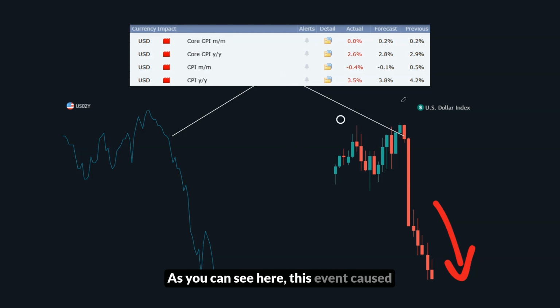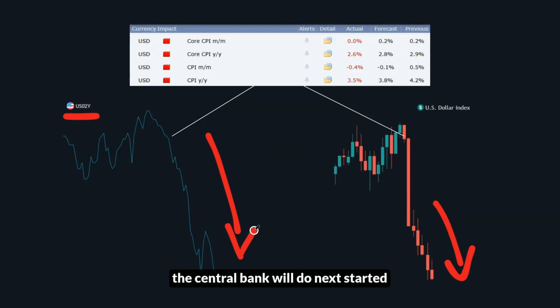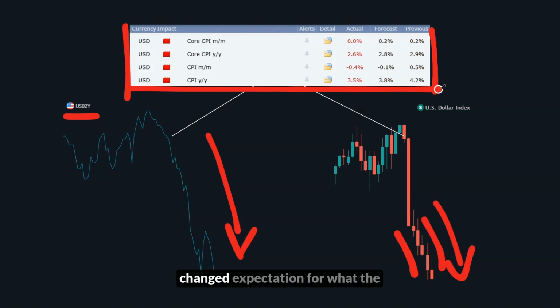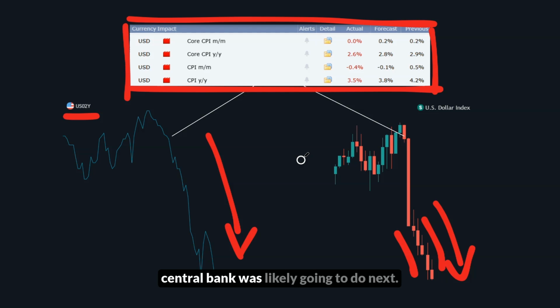As you can see here, this event caused the 2-year yield, which is what? The straightforward expectation of what the central bank will do next, started dumping because the market started to price out the potential rate hike from the Federal Reserve, and the dollar, of course, followed. Not just with the initial reaction, but also with the reaction after. Why? Because the data that was released changed expectations for what the central bank was likely going to do next. Before the data, the market was expecting potentially a hike. After the data, this set of numbers changed expectations and removed the potential need for that hike.